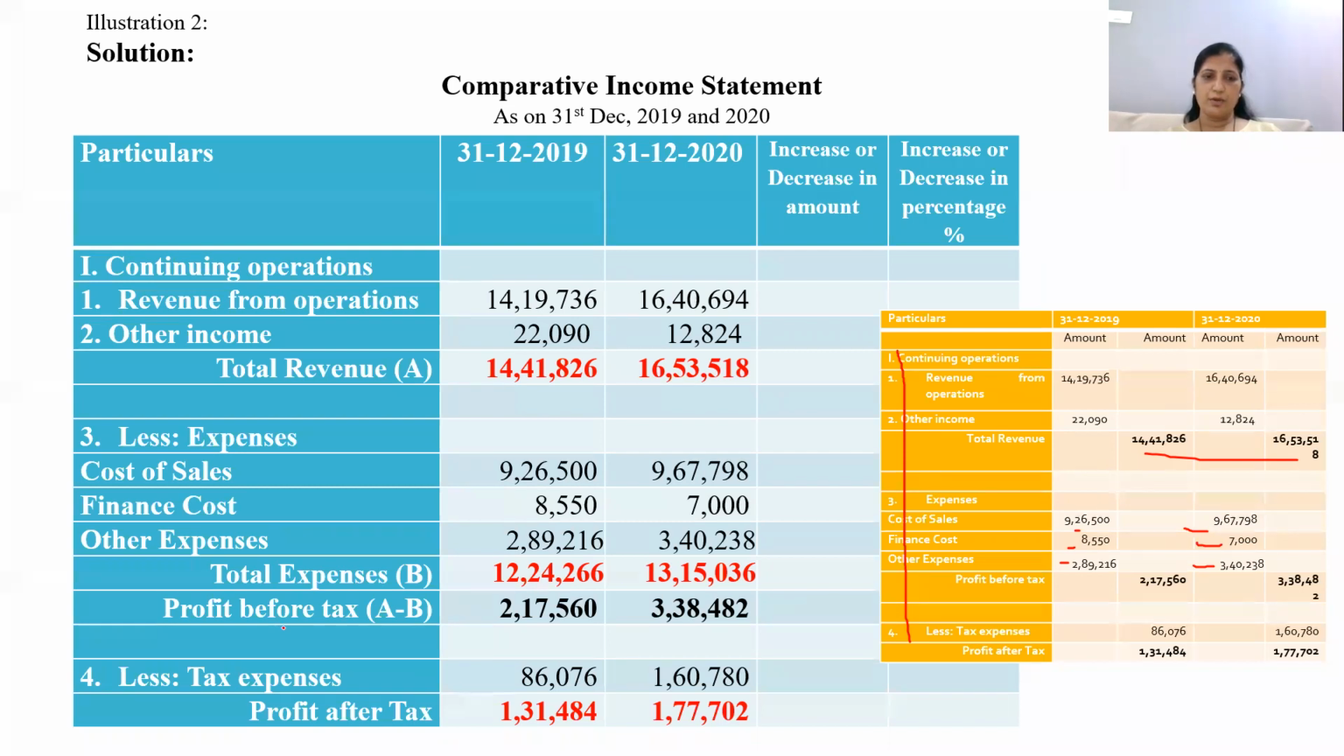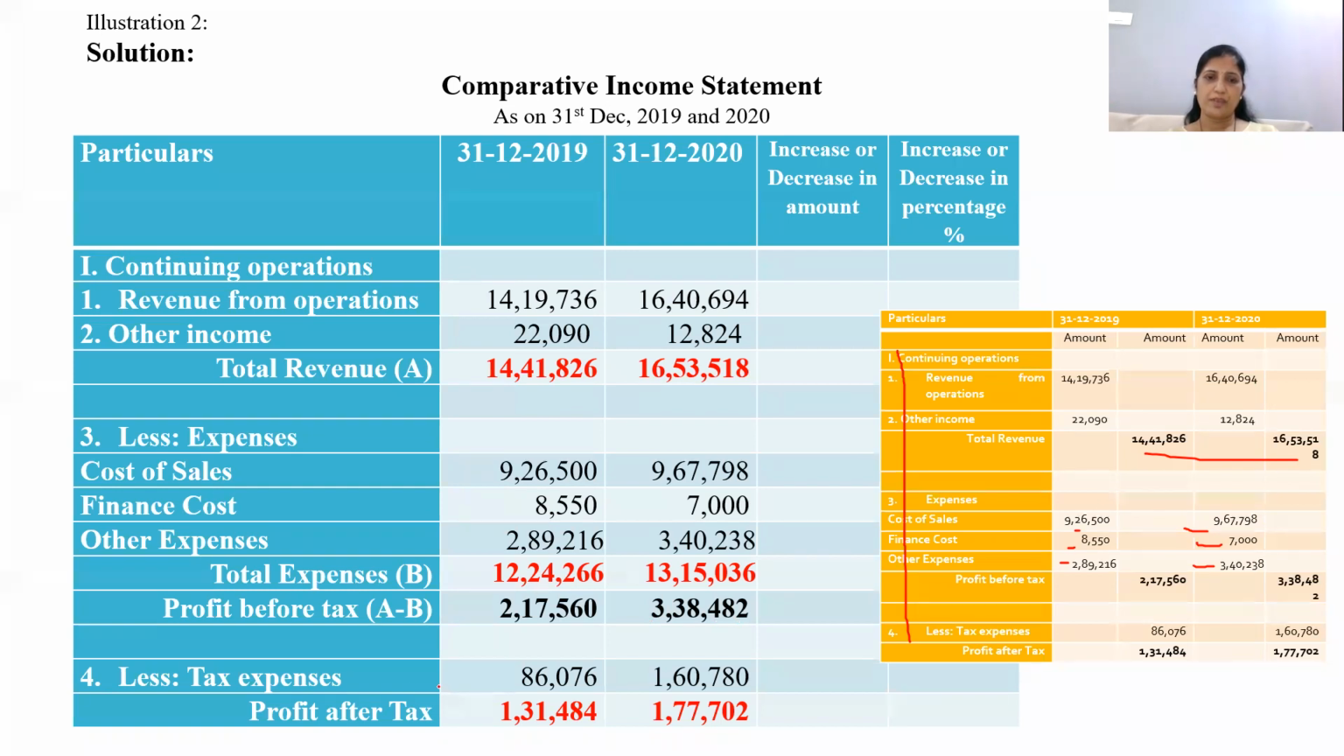What we will do now? Profit before tax, A minus B. A is 14 lakhs 41,826 minus 12 lakhs 24,266. You will get 2 lakhs 17,560. Similarly, for the year 2020, total revenue is 16 lakhs 53,518 minus 13 lakhs 15,036. You will get 3 lakhs 38,482.